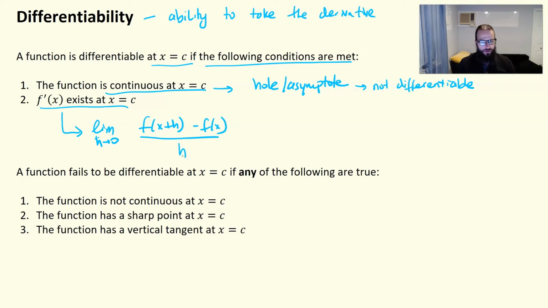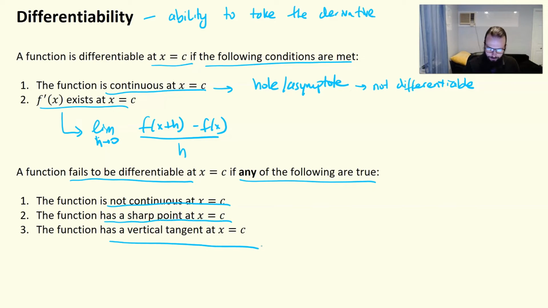Now, sometimes it's easier to take a look as to whether something is not differentiable. A function fails to be differentiable at x equals c if any of the following are true. If the function is not continuous, we already talked about that. If the function has a sharp point or a vertical tangent.